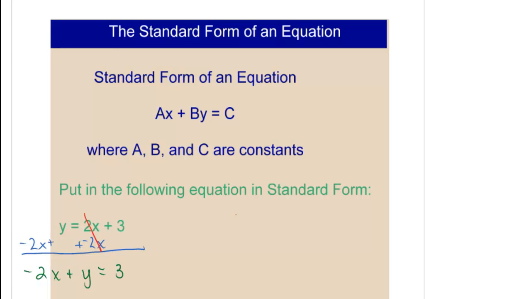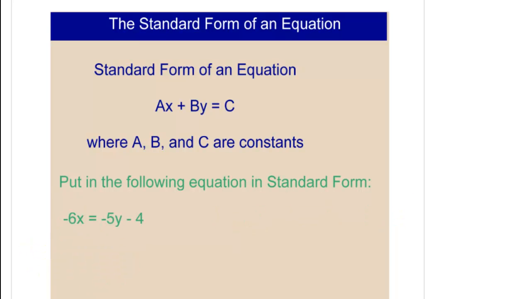So tell me, what is a in this equation? The coefficient of x, negative 2, right? What is b? The coefficient of y, 1. Remember, there's an understood 1 if you don't see a coefficient. And then what is c? The constant, 3.